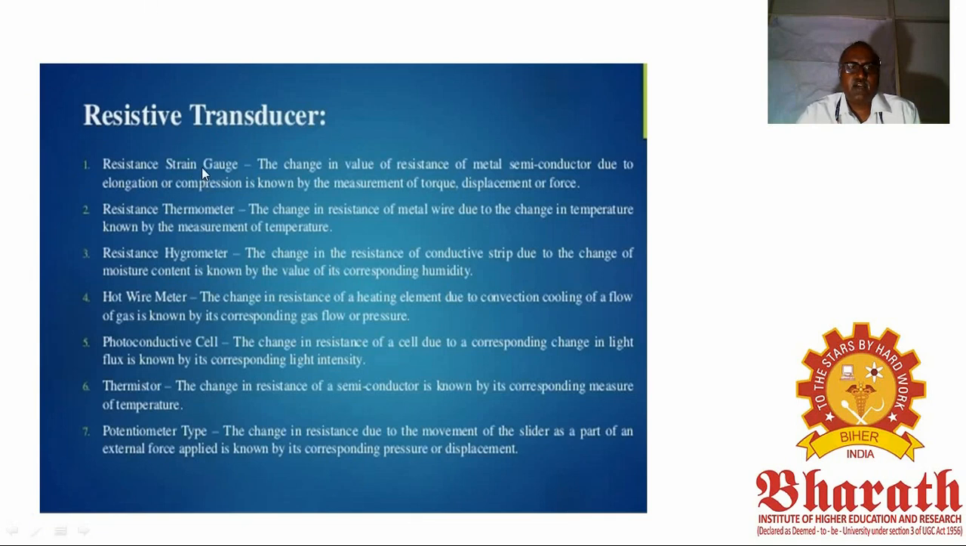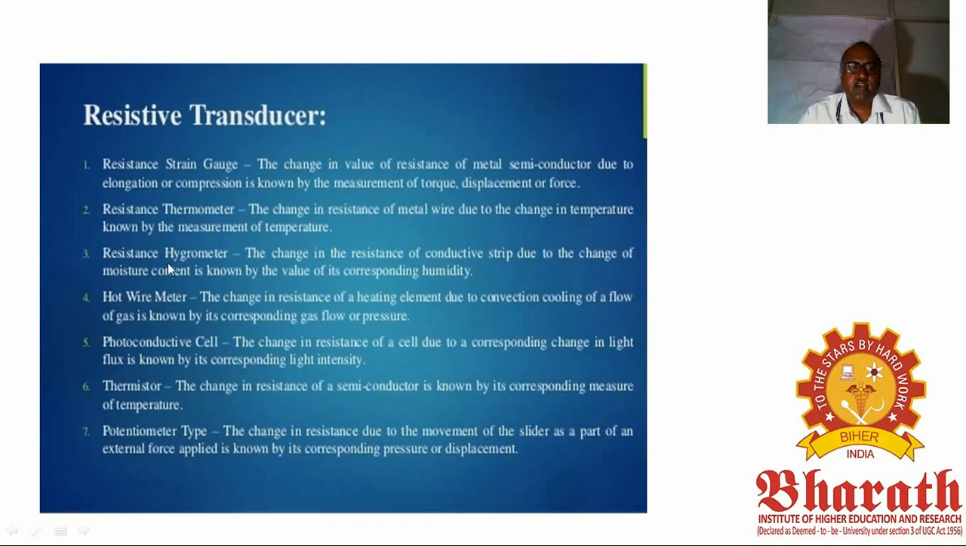The widely used resistive transducer is the strain gauge. It is made up of the resistance of a metallic semiconductor. Due to the elongation or compression, it can be used for the measurement of torque, displacement or force. Similarly, the resistance thermometer: the change in the resistance of a metallic wire due to the change in temperature can be used for the measurement of temperature.